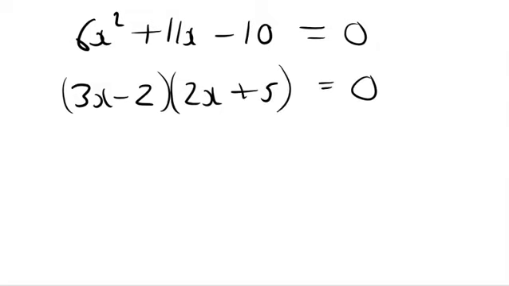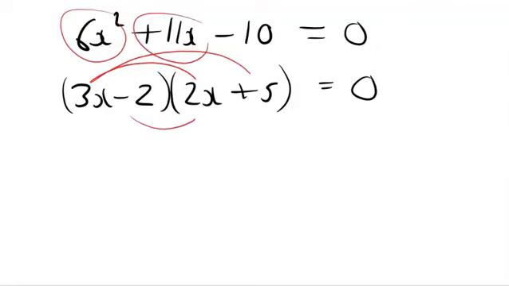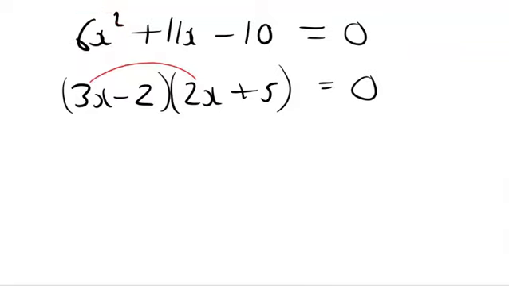The method for that you will see in a previous video. But again, if you just check, it does work. 3x times 2x is 6x squared, plus 15x minus 4x is 11x, and then minus 10. Now this I will do again the next video with a formula. It's easier.